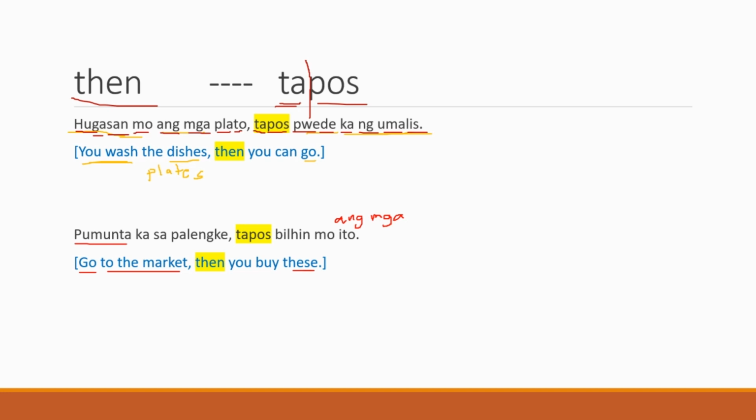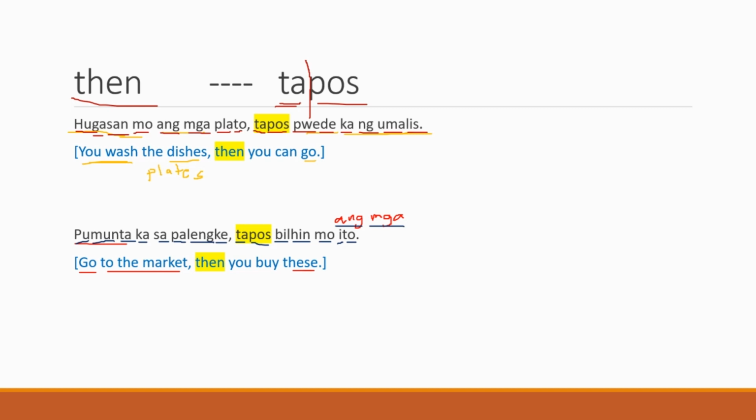Again, pumunta ka sa palengke, tapos bilhin mo ito. Let's take it slow. Pumunta ka sa palengke tapos bilhin mo ang mga ito. Pumunta ka sa palengke tapos bilhin mo ang mga ito. Go to the market, or you go to the market, then you buy this.